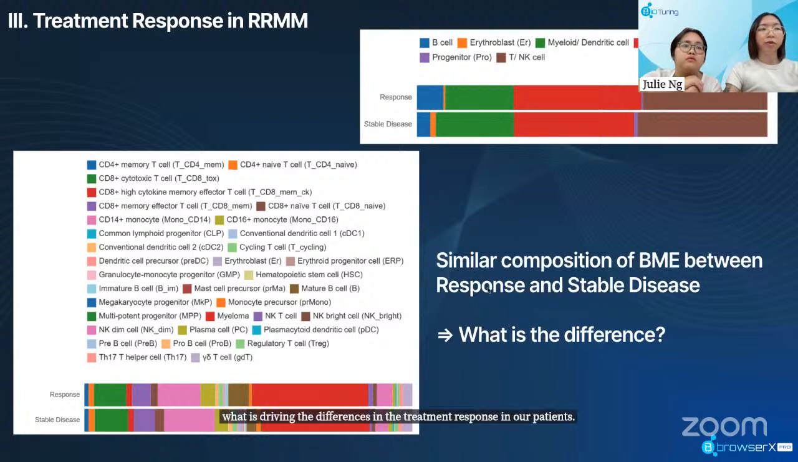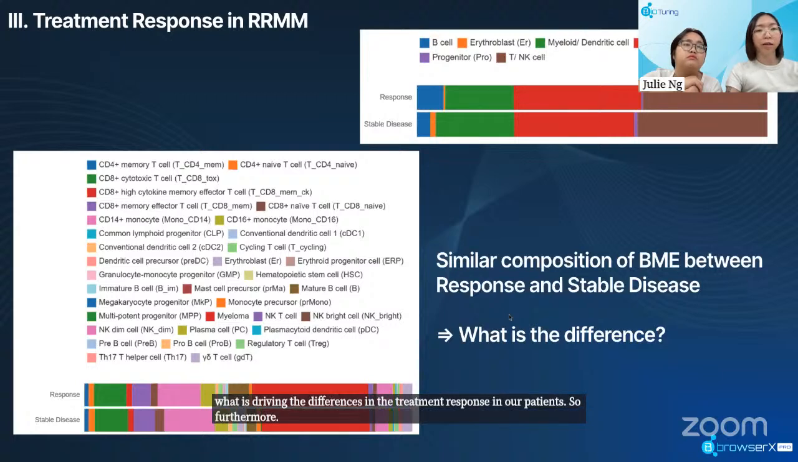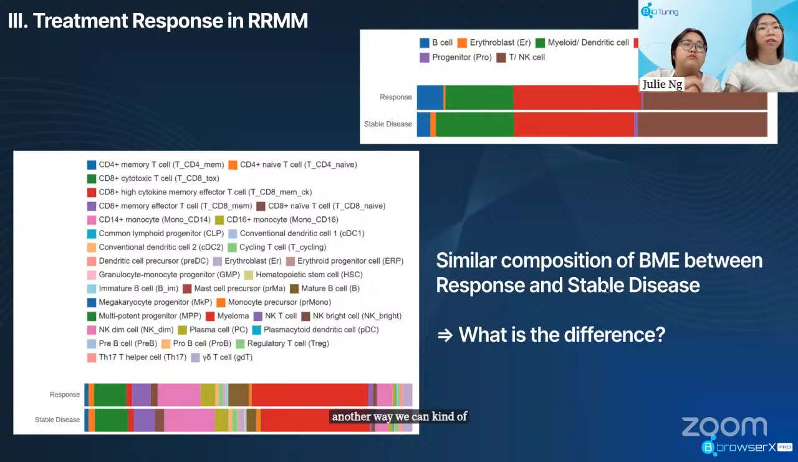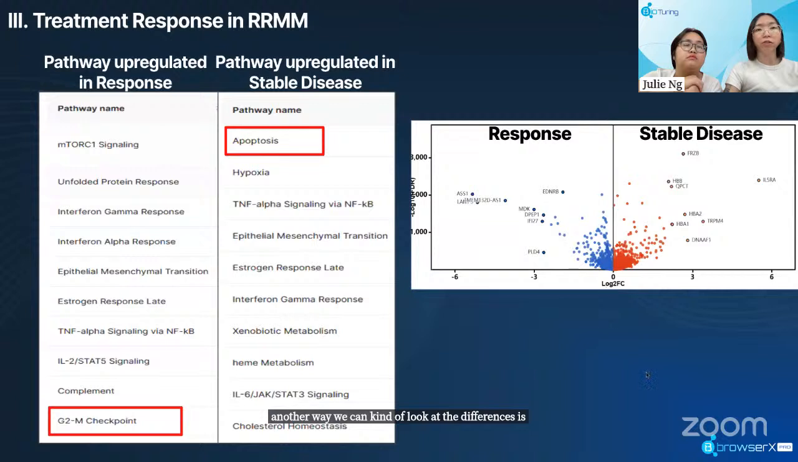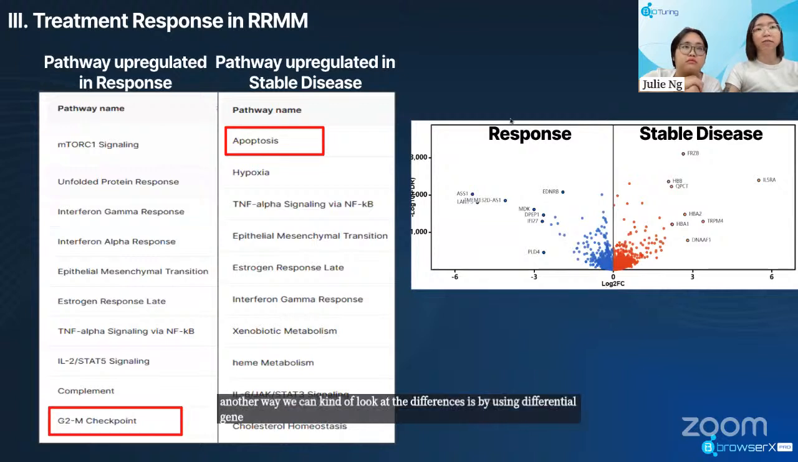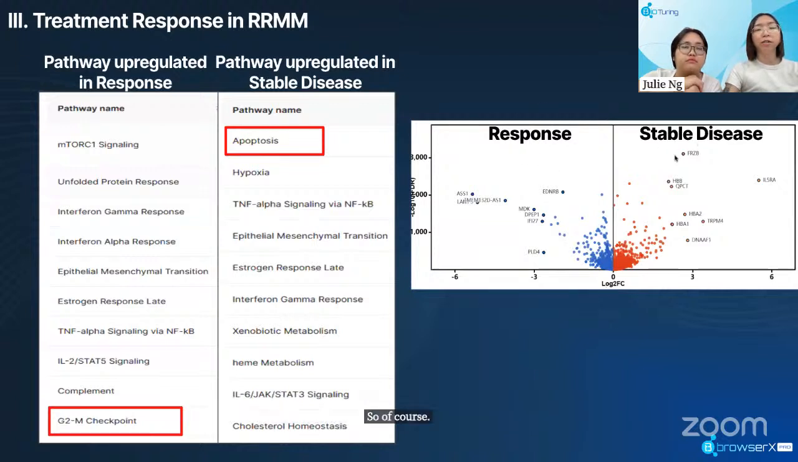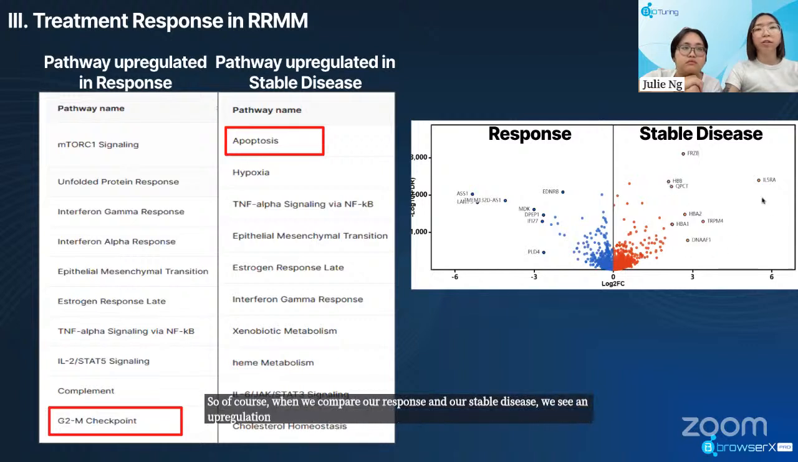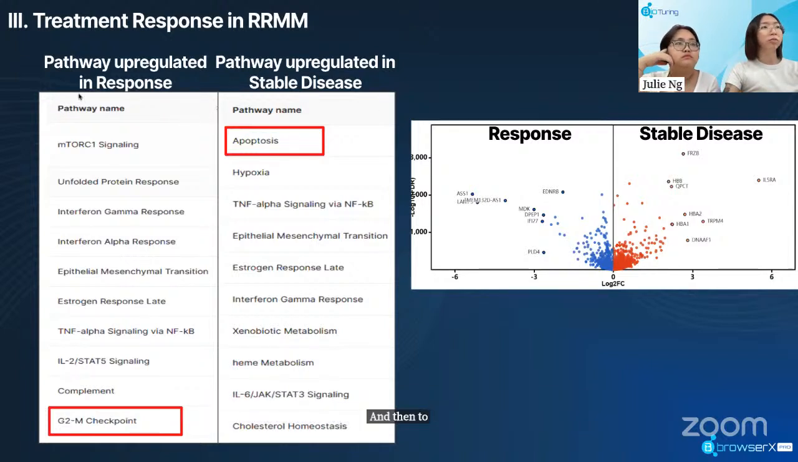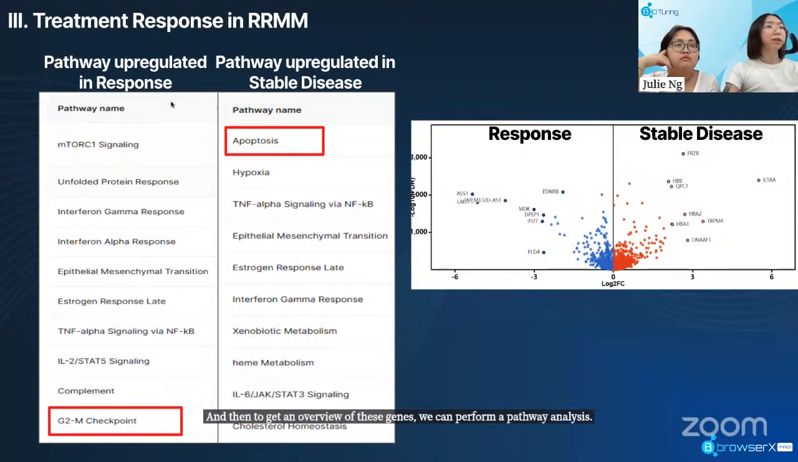So furthermore, another way we can look at the differences is by using differential gene expression analysis. When we compare our response and our stable disease, we see an upregulation and downregulation in a couple of genes. And then to get an overview of these genes, we can perform a pathway analysis. Here on the left-hand side, we're looking at the pathways upregulated in our response group.